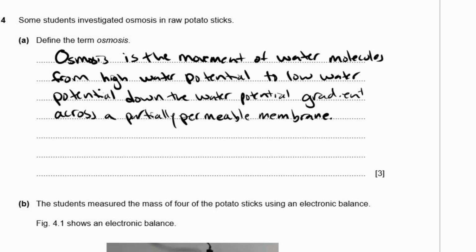So osmosis is the movement of water molecules. That's 1. From high water potential to low water potential. That's 2. You can also say down the water potential gradient. That's another way of saying 2. You don't have to put both of them. You can if you want. You don't have to. Across a partially permeable membrane. That's 3. Okay. Now, remember, it's water potential, not water concentration. Concentration means the stuff that's dissolved in the water. We're talking about the water, not the stuff dissolved in the water.